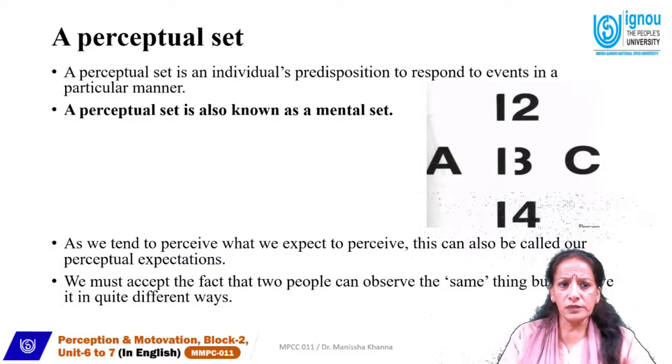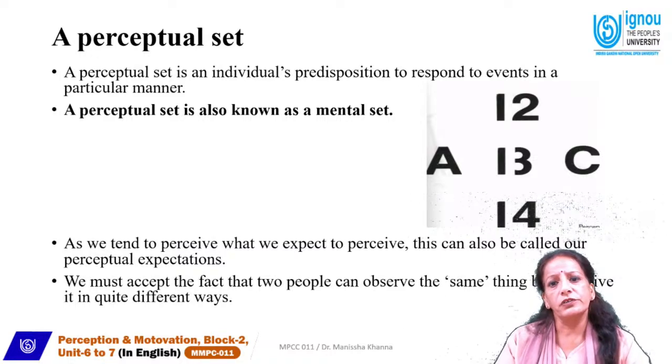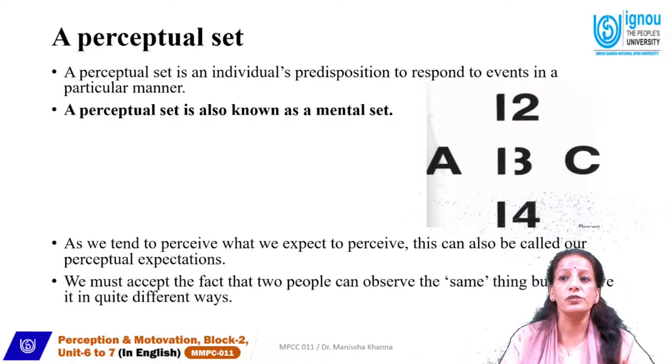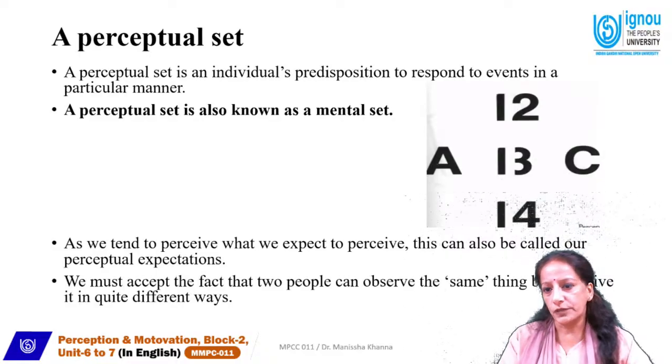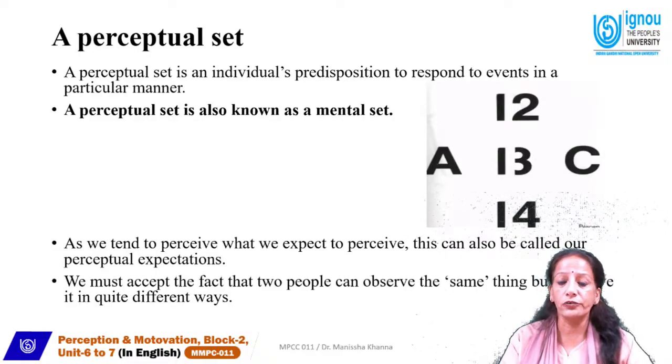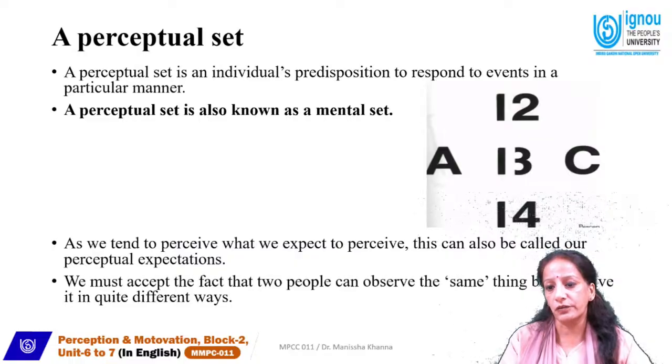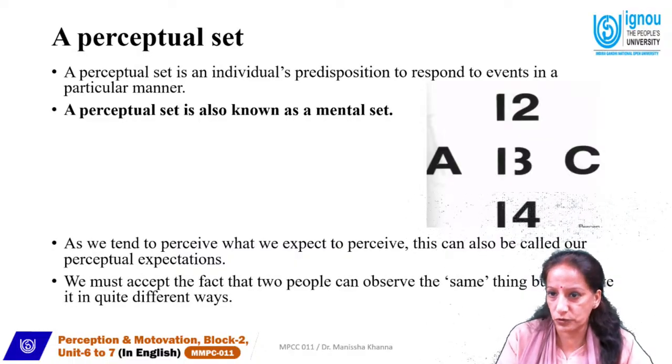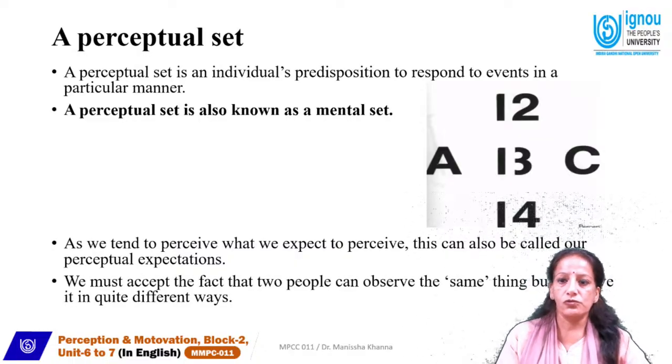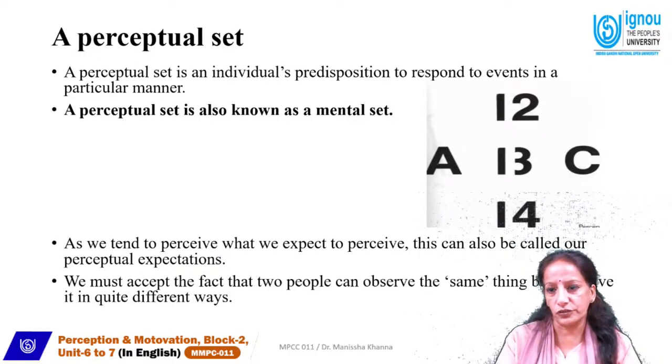So there is another concept, the perceptual set. The perceptual set is an individual's predisposition to respond to events in a particular manner. The perceptual set is also known as the mental state. So if we see a picture, we tend to perceive what we expect to perceive, which is also called perceptual expectation. This is also known as the law of expectation.